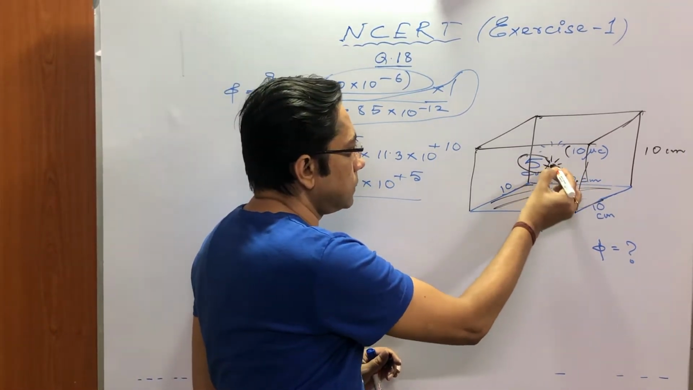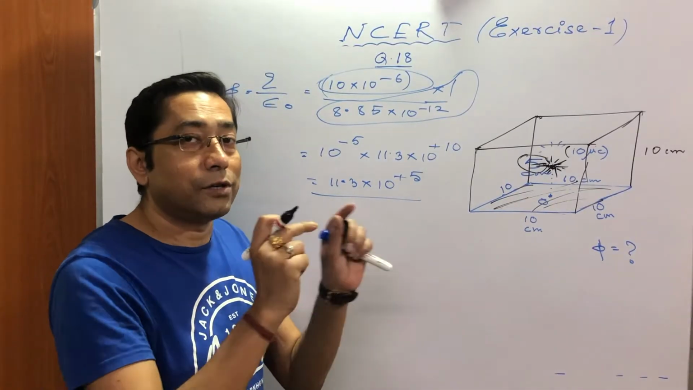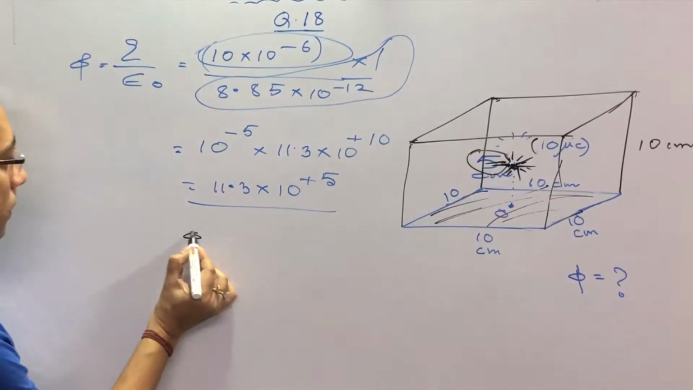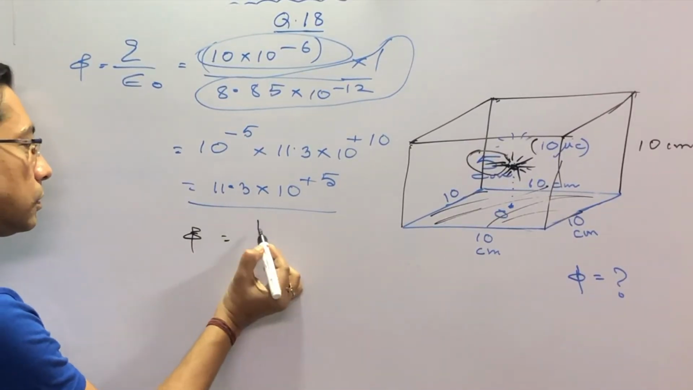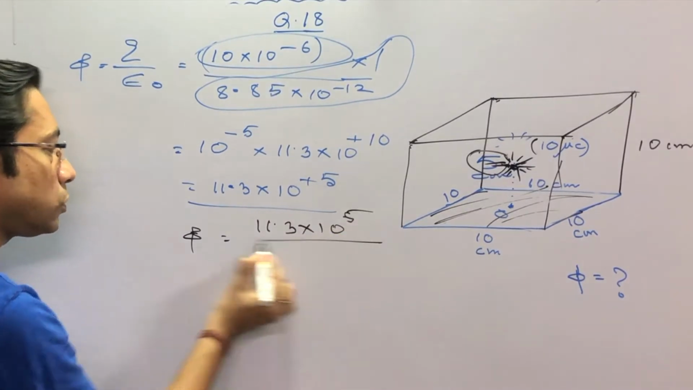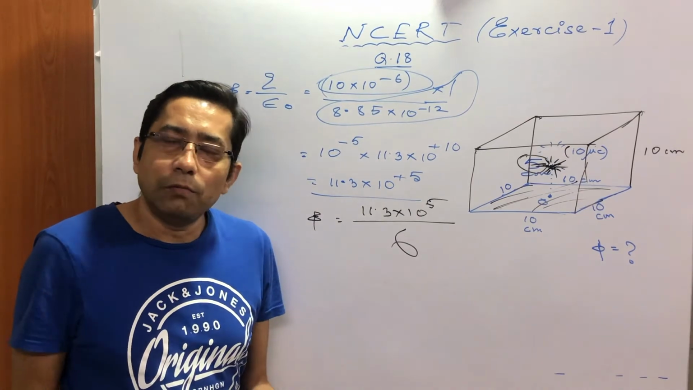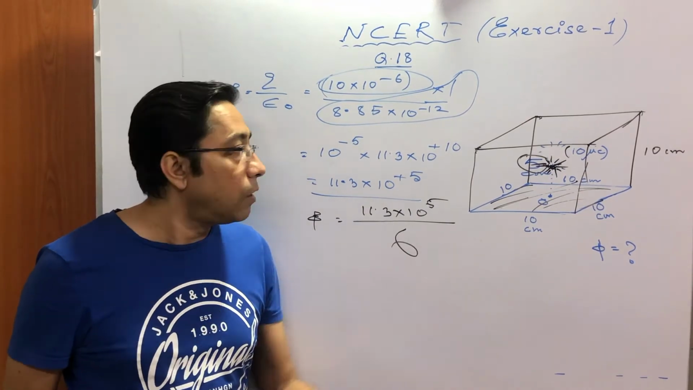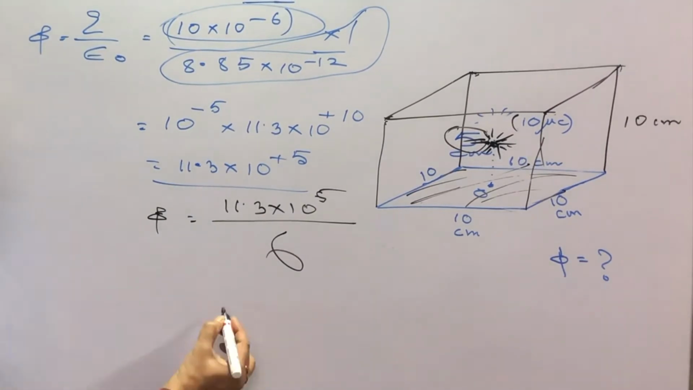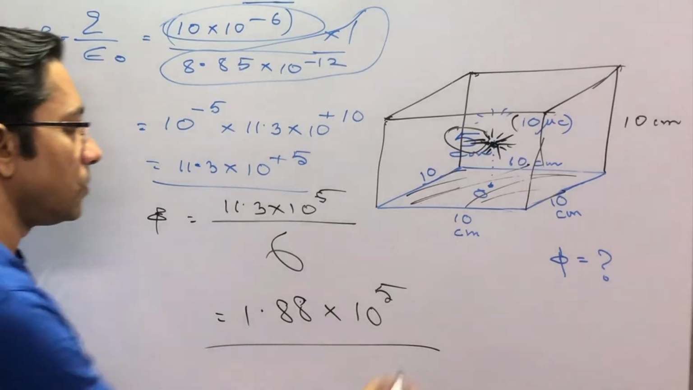So all the flux coming out of it will hit all these 6 faces, and we did it earlier that through each face of a cube, the flux would be how much? 11.3 into 10 to the power 5 divided by 6, the total flux divided by 6. Why? It will be distributed uniformly among all these 6 faces. So this should be the answer.